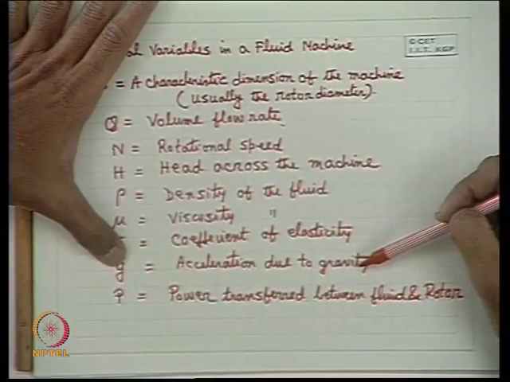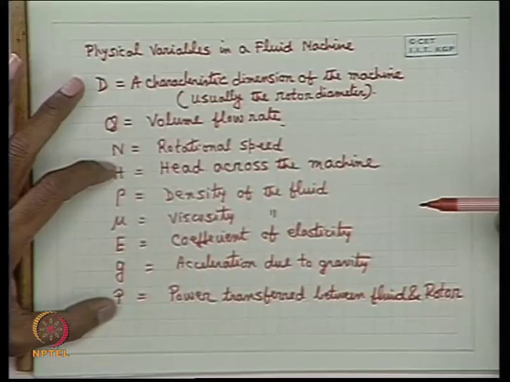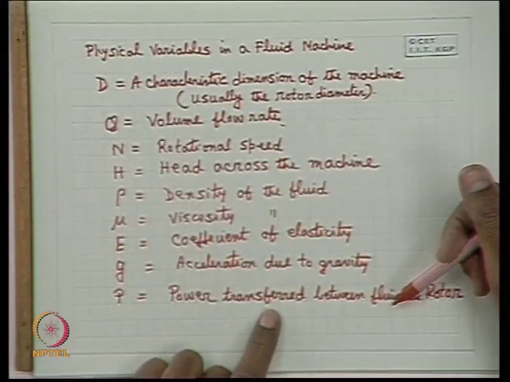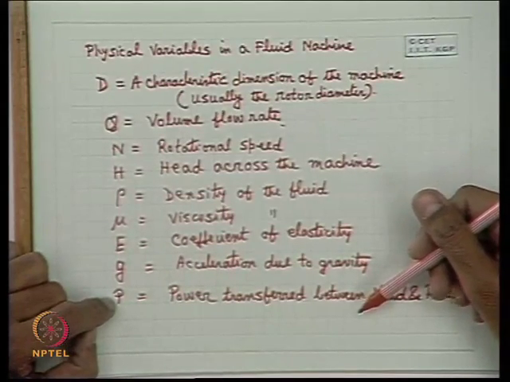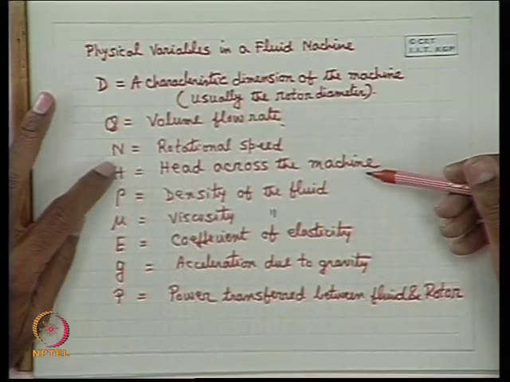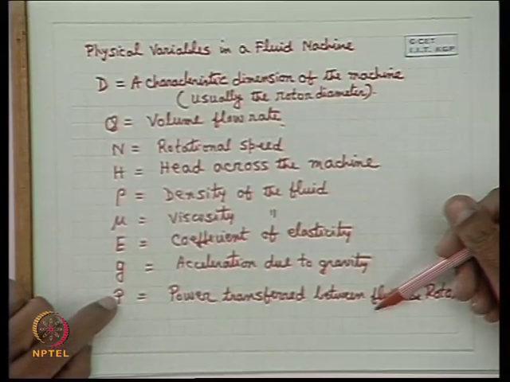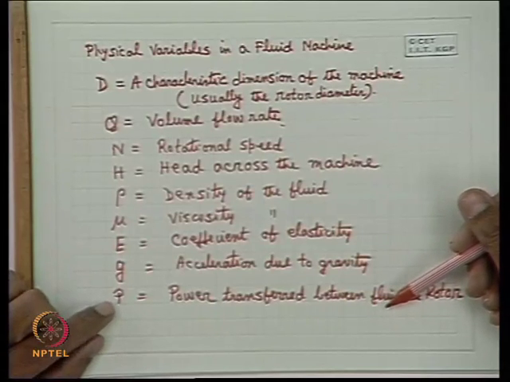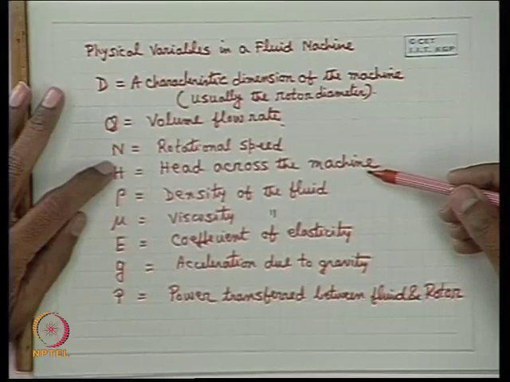G, the acceleration due to gravity, and P is the power transferred between fluid and rotor. That means the difference between P and H is taken care of by the hydraulic efficiency. This is the power transfer between fluid and rotor, and this is the head across the machine. You must understand the difference between these two. In case of a turbine, it is the head that is being given by the fluid to the rotor, and this is the power which is being obtained by the rotor. So the difference is there in terms of the hydraulic efficiency. Similarly, in case of a pump, this is the power which is being received by the rotor, and head H is the head developed by the fluid machine.